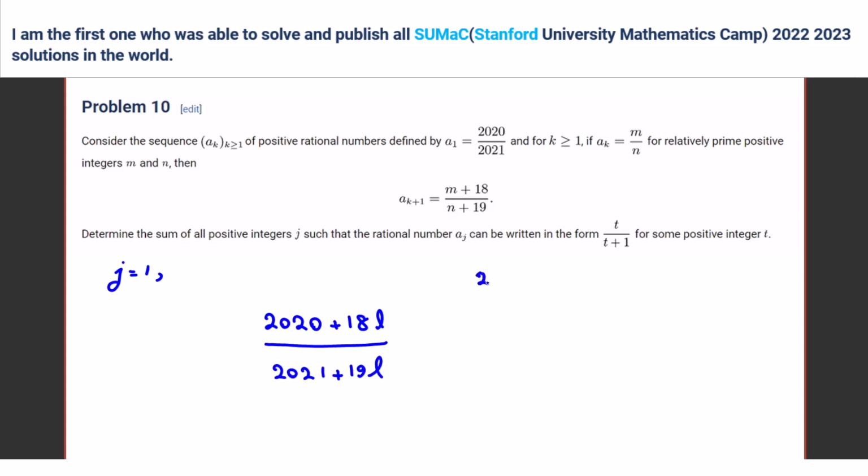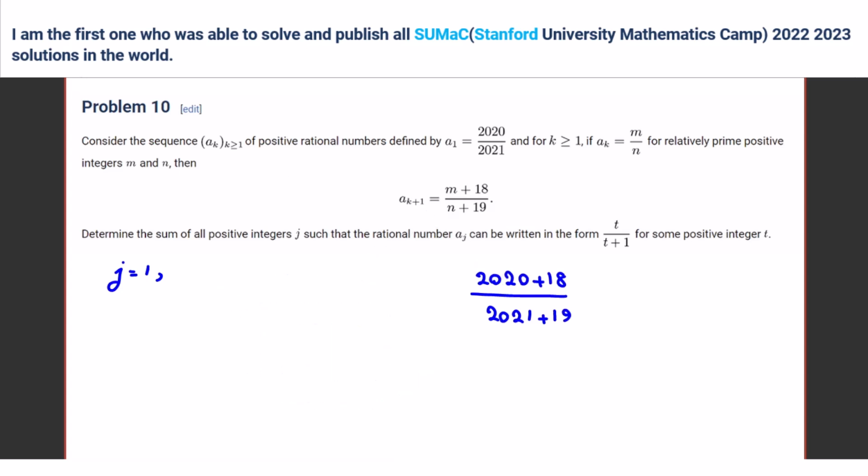So one way is to write each of them, 2020 plus 18, 2021 plus 19. Here they are even, right? So it's 2038. Next one is 2040. If you simplify, it would be 1019 over 1020. Again, this one is good. J2 is good, right?